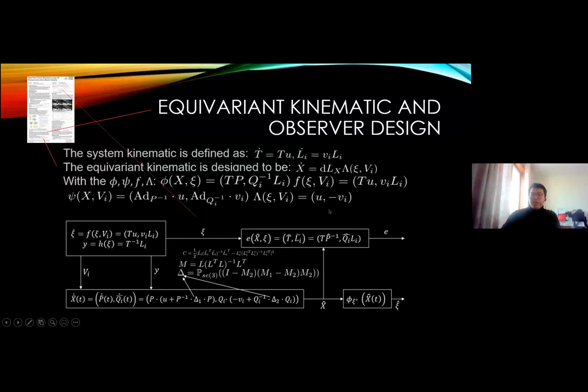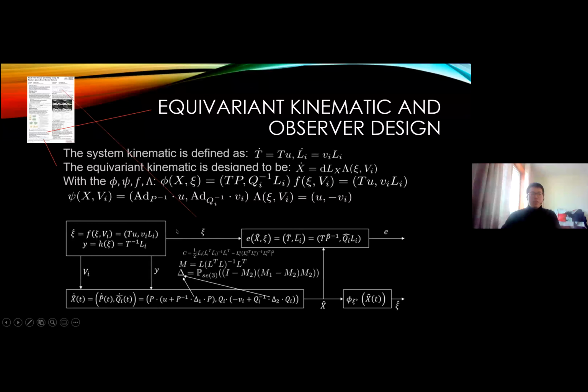For the equivariant kinematics and the observer design, I followed Zhao's observer design approach, and the system kinematics and the lifted kinematics are shown here, with the map phi and psi, and lambda defined here.